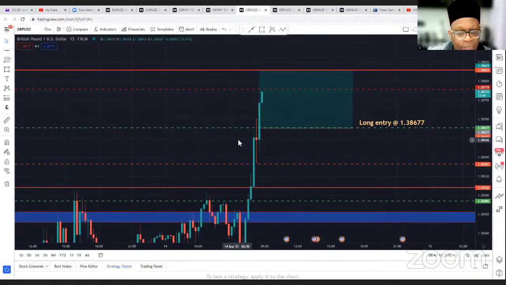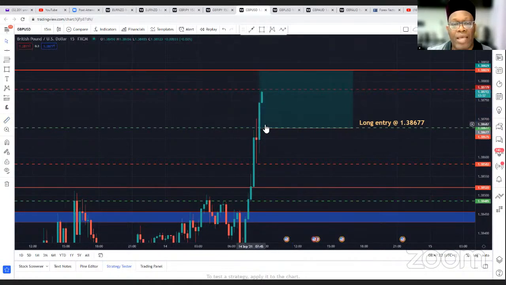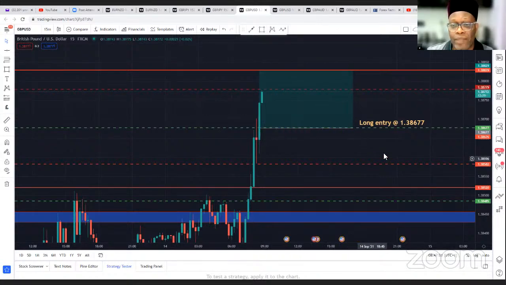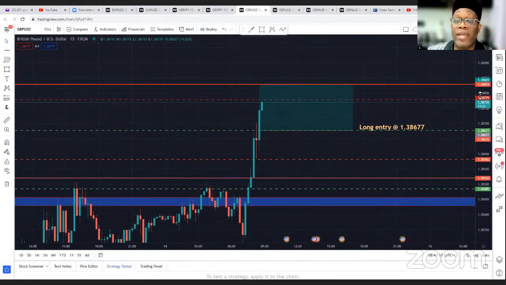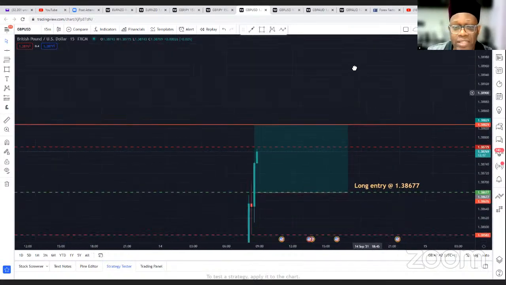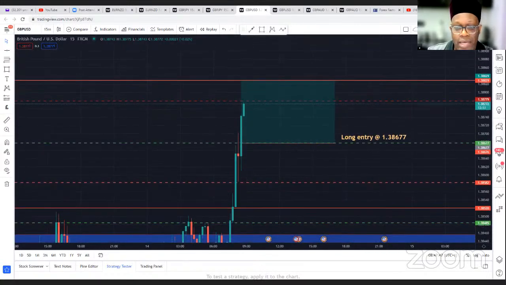You can see here, we have more or less hit TP1. I've moved my stops to break even and I've taken partial profits. So this is a risk-free trade. If it wants to go all the way, I don't mind. I'll take all the profits if it wants to give it to me.